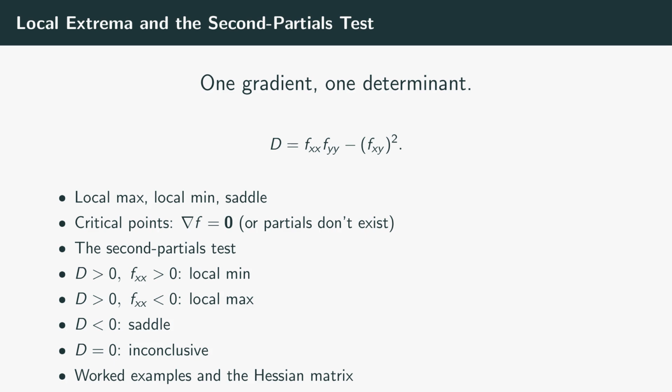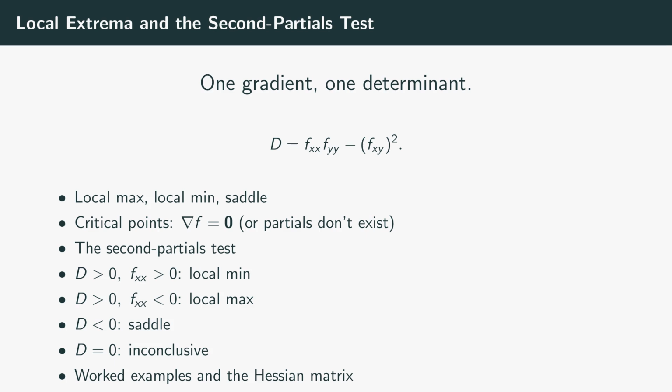A smooth function f of x, y has a horizontal tangent plane exactly when both partials vanish, which is to say, when the gradient is the 0 vector. Those are the critical points, the only candidates for interior local extrema. But 2 dimensions opens a new possibility that 1 dimension never had, the saddle point, where the surface curves up in one direction and down in another.